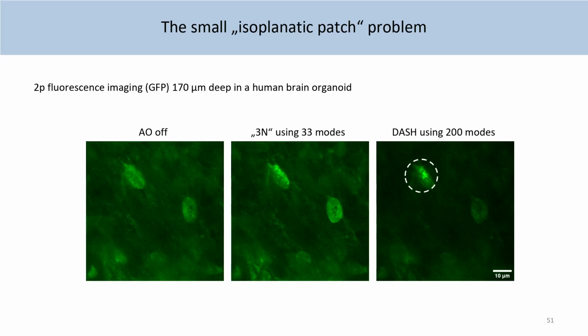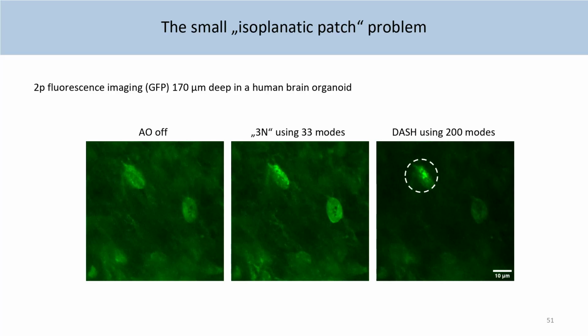Because it turns out, this is showing again organoids. You see on the left, no AO, in the middle, that was 3N using 33 modes. You see that it's actually a little bit sharper. And that was using DASH with 200 modes. You see the signal goes up much more, but the validity of this correction is very narrow. The more spatial modes I include, the narrower gets the so-called isoplanatic patch.